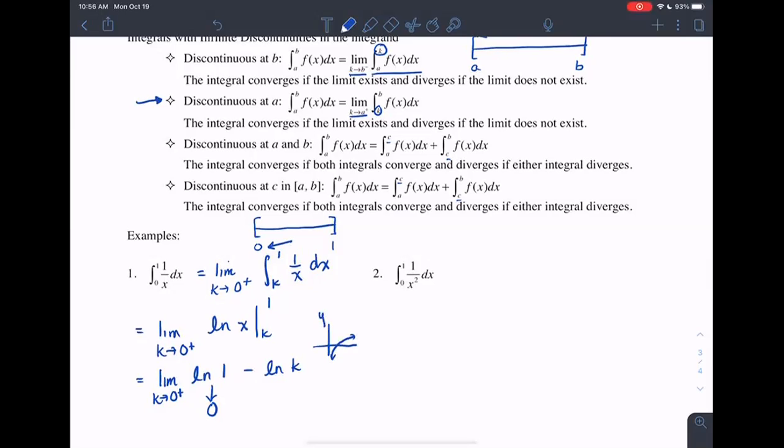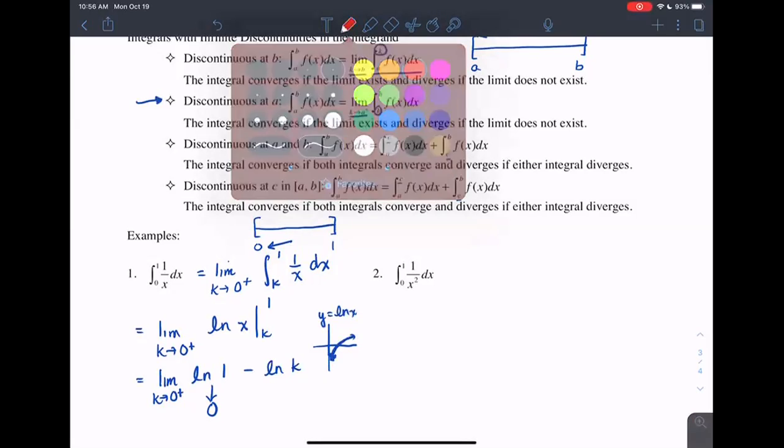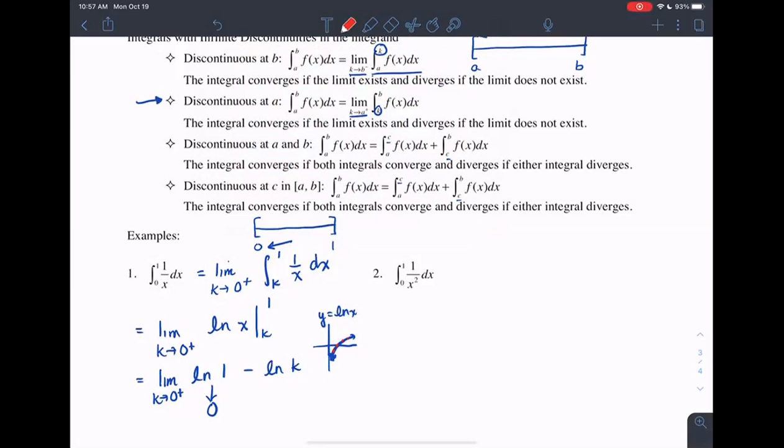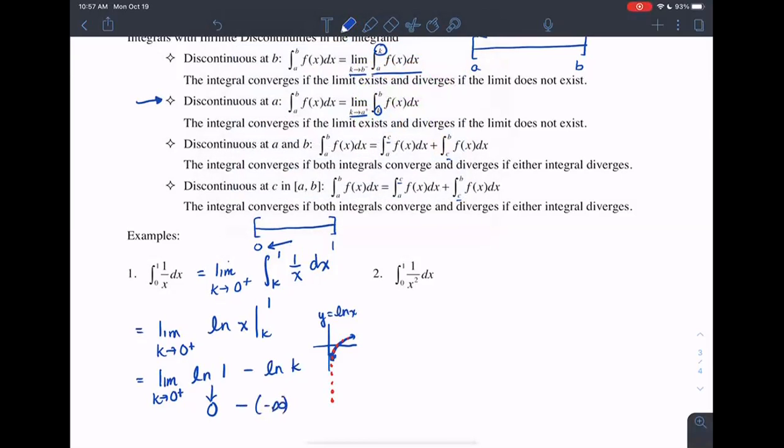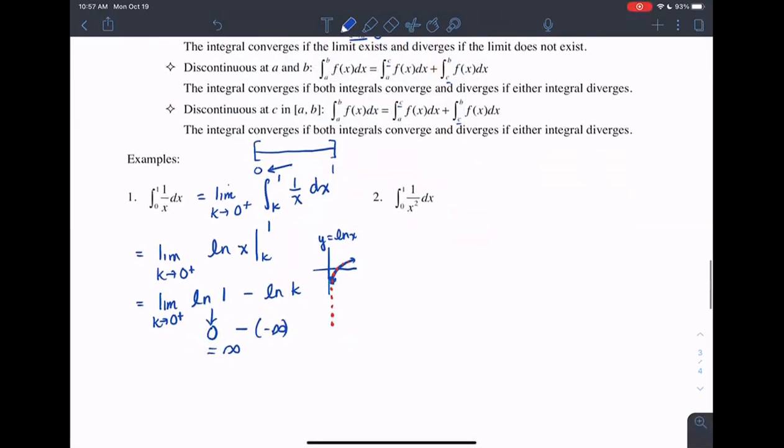So here's my natural log function. As I approach 0 from the right, what happens to my y values? What do they approach? Decrease is not specific enough. They approach negative infinity. Very good, thank you. So 0 minus negative infinity is infinity, and we would say the integral diverges.